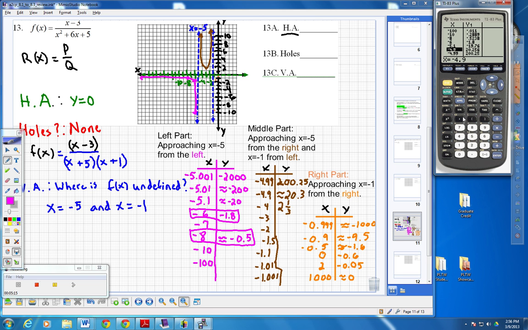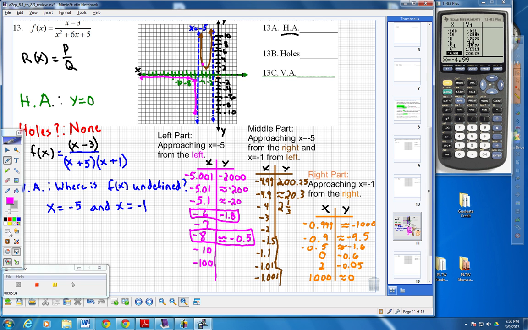Let's go ahead and go up one here, and let's say, okay, what happens at negative 4? Yeah, what happens there? Oh, about 2 1/3. So at negative 4, I know up 2 1/3. Negative 4 up 2 and 1/3. That's going to be a point.